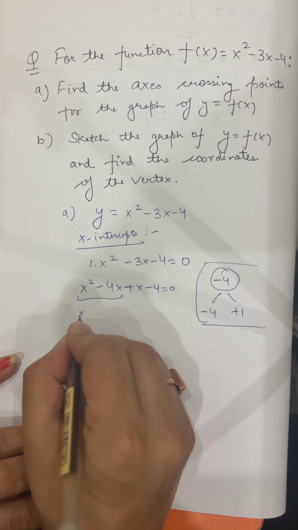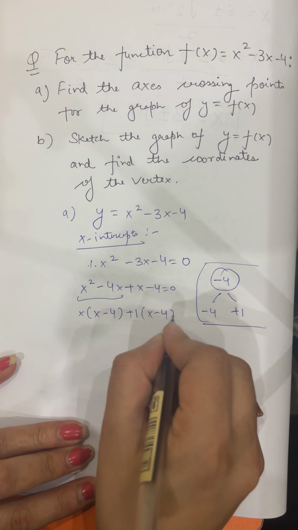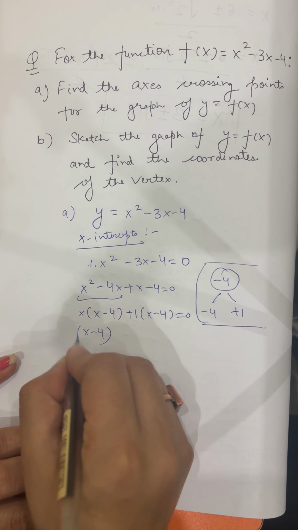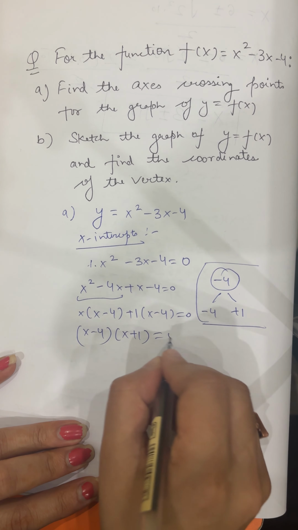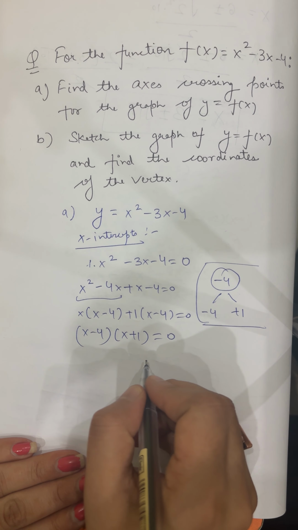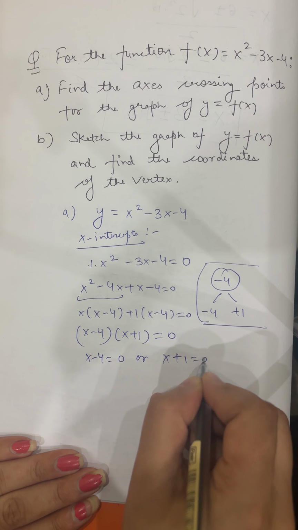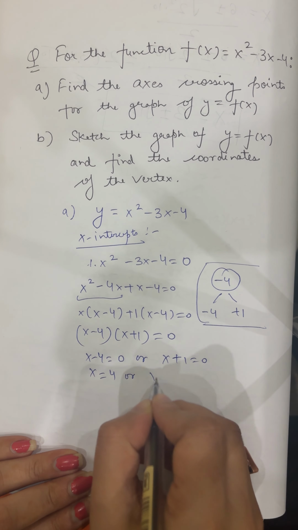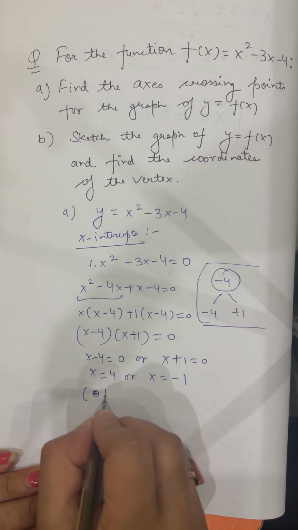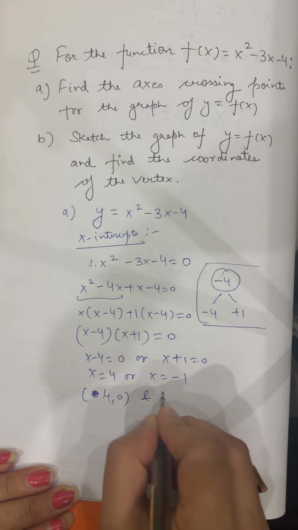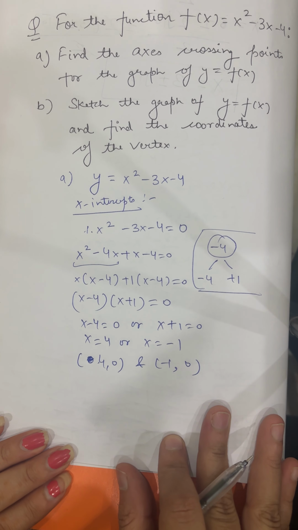Now in the first two terms you can see x is common. So x times (x minus 4), plus here nothing is common, so 1 times (x minus 4). Now we can take (x minus 4) common. It becomes (x minus 4) times (x plus 1) equal to 0. Now when the product of two linear factors is 0, that means that either one of them should be 0. So we got x as 4 or x as minus 1. So we got the points as (4, 0) and (minus 1, 0). These are the points where the graph will cut the x-axis.